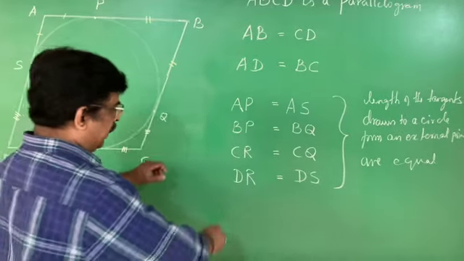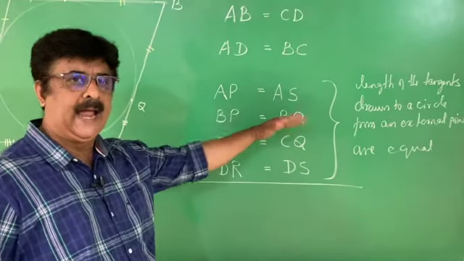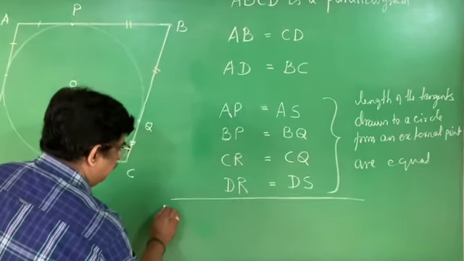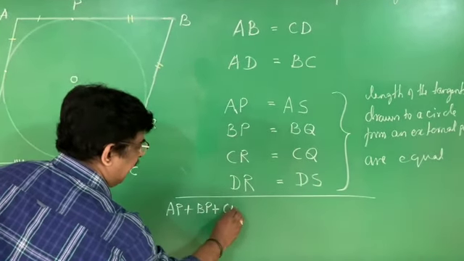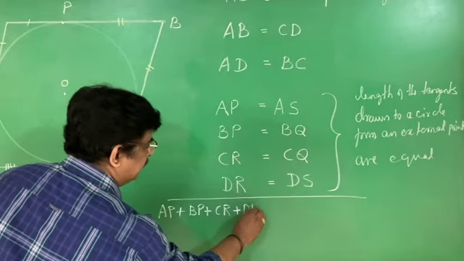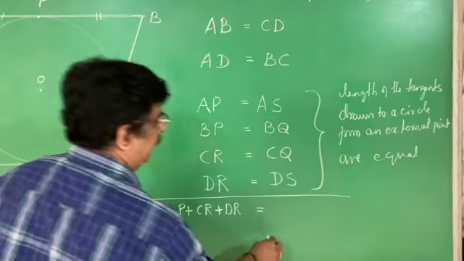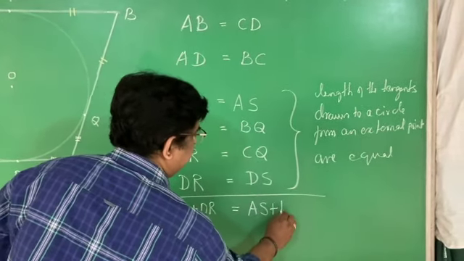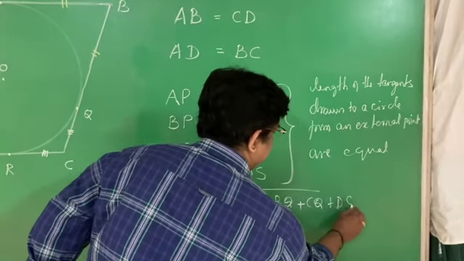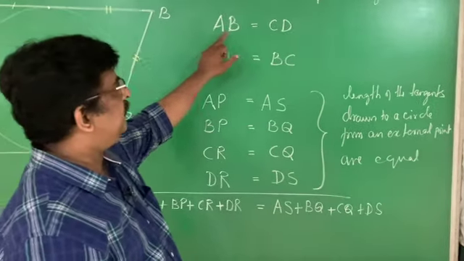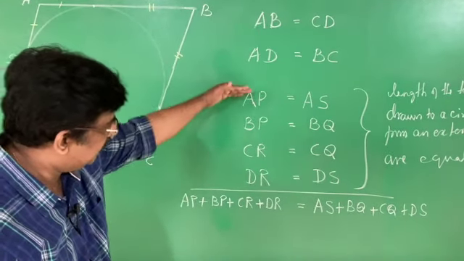Now I add both sides, LHS and RHS. AP plus BP plus CR plus DR, this side, is equal to AS plus BQ plus CQ plus DS. This side is AB plus CD, I split it and then added. Right?